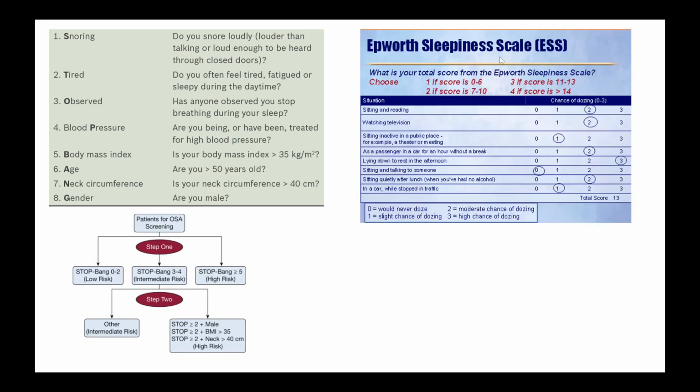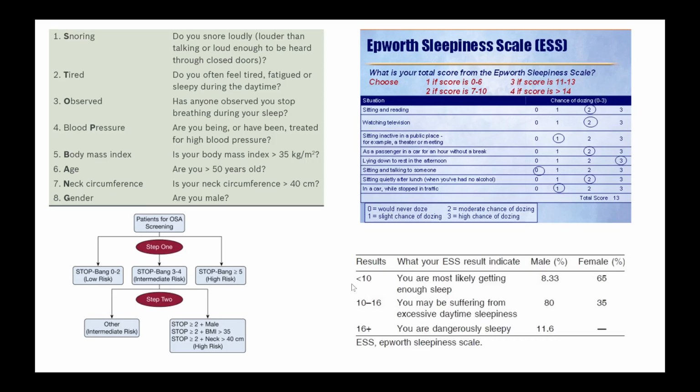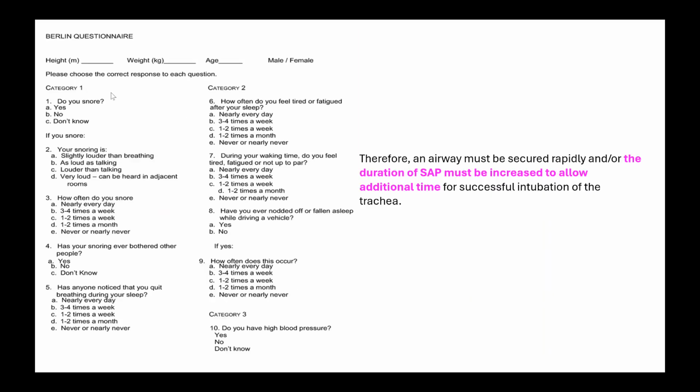And this Epworth sleepiness scale is used for patients who feel sleepy the next day because of the night disturbance. They have different types of sleeping. So this sleep study also helps in assessing whether the patient is suffering from a severe degree of OSA. The results of that are given as less than 10, 10 to 16, etc., and it will indicate the various things. And this Berlin questionnaire, again, there are category 1 and category 2. I'll go into the details.